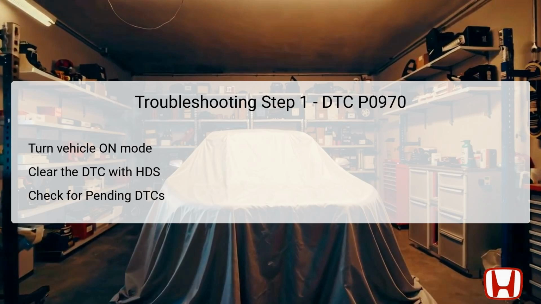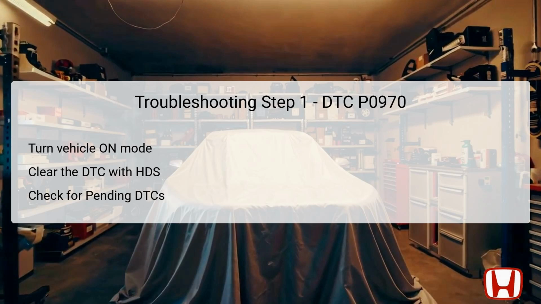Once the vehicle is in the on mode, utilize the HDS to clear any current DTCs, including P0970. This action will reset the diagnostic system and enable you to see if the code reappears. After clearing the code, check the vehicle again for any pending or confirmed DTCs with the HDS.